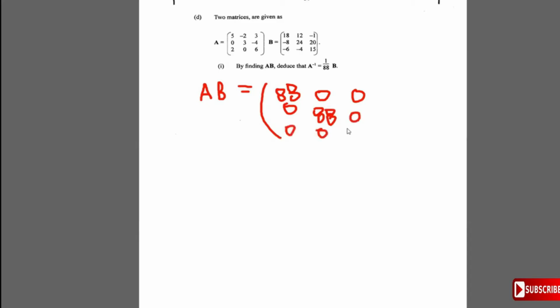So first thing we do is work out what's matrix A times matrix B. Matrix A times matrix B is going to be row by column. It's going to be 5 times 18, minus 2 times minus 8, plus 3 times minus 6. You're going to get 88 here. Without even working it out, I can see it's going to be 88, 0, 0, 0, 88, 0, 0, 0, 88.